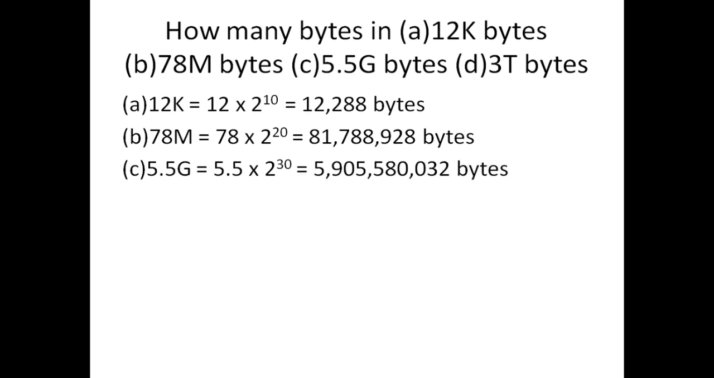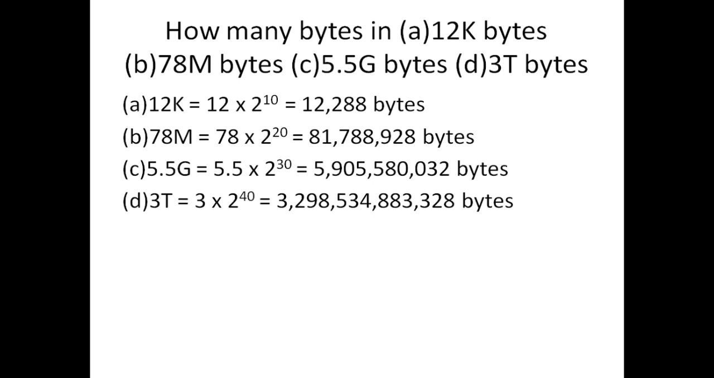We know a giga is 2 to the power of 30, and when we multiply it by 5.5 we get around 5 billion bytes. Finally, we know that a tera is 2 to the power of 40, and when we multiply it by 3 we get around 3.2 trillion bytes. That's a lot of storage.